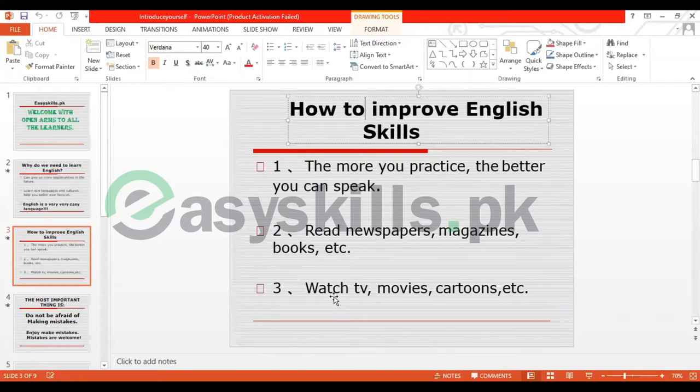And third is watch movies, cartoons, anything you like. Similarly, if you want to read, you can read anything you like. So read and improve. Watch and improve. So here are a few tips. I'll be giving you many more in coming sessions. So this is all about English and how to improve English skills.